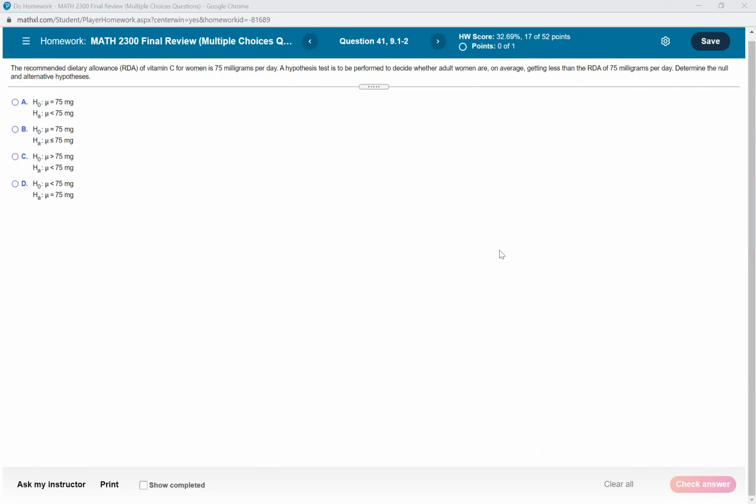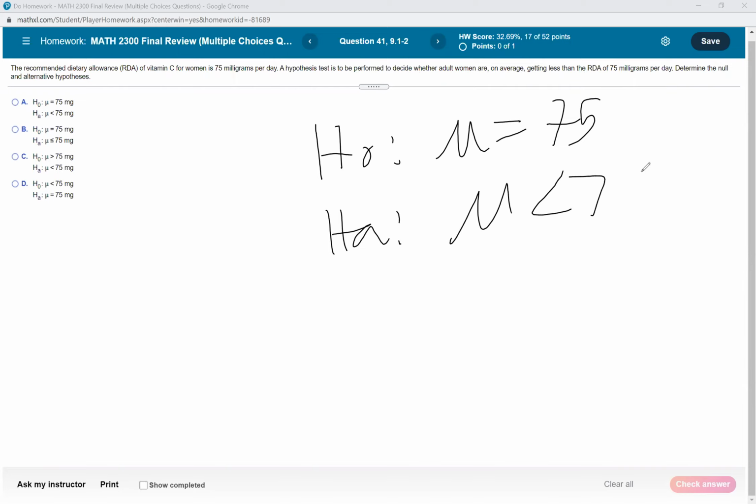Okay, so the recommended dietary allowance, RDA, of vitamin C for women is 75 milligrams per day. A hypothesis test is to be performed to decide whether adult women are on average getting less than this amount of RDA. So the null hypothesis is mu equals 75 and the alternative is mu less than 75. So the answer will be this one.